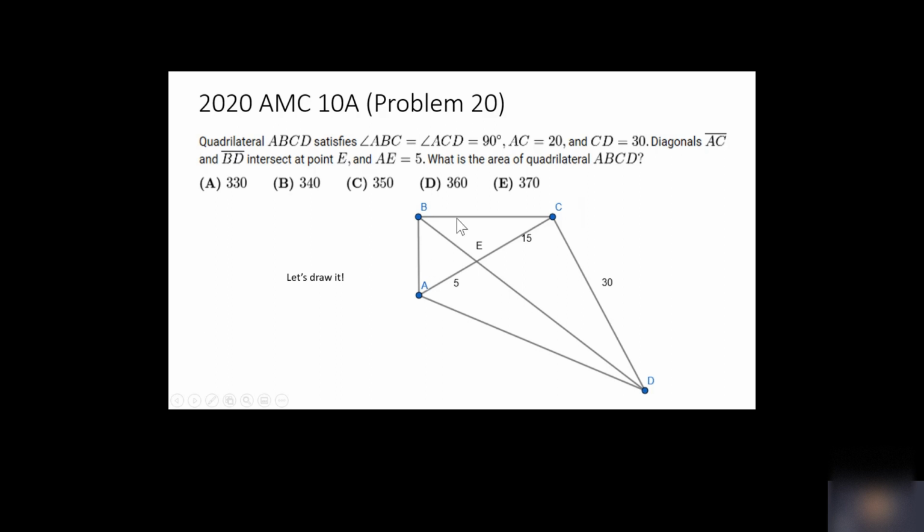Here we know there are two right triangles, ABC and ACD. And we know side length AC is 20, CD is 30. And one diagonal BD cuts the other diagonal AC into two parts, AE equals 5 and EC is 15. If you draw the picture, you will notice that BC has to be longer than AB, otherwise it will become hard to draw the AE accurately enough.